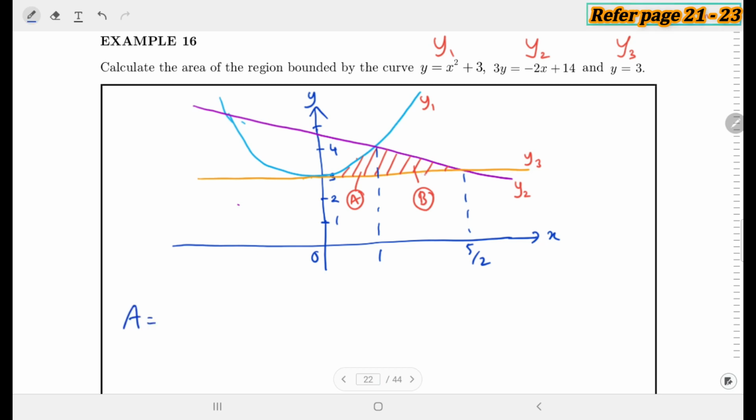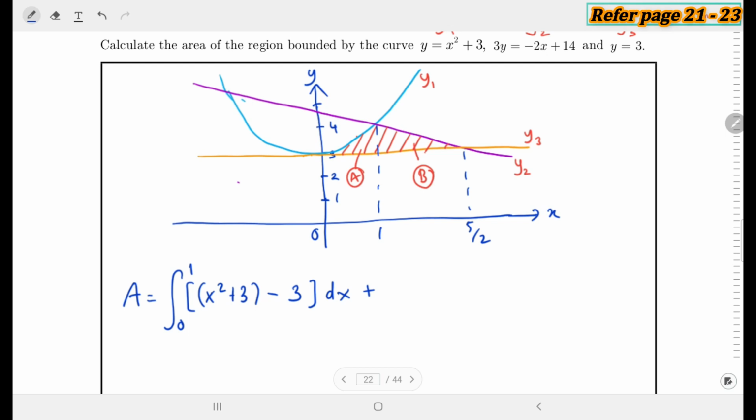So for the area, I am taking the beginning point from 0 to 1. For part A, which one is the upper function and which is the lower function? Of course the blue one is the upper function. So y1 is x squared plus 3. We subtract the lower function, which is the orange one, y3, which is 3, with respect to x. Plus, you add the second part, part B, which begins from point 1 to 5 over 2.